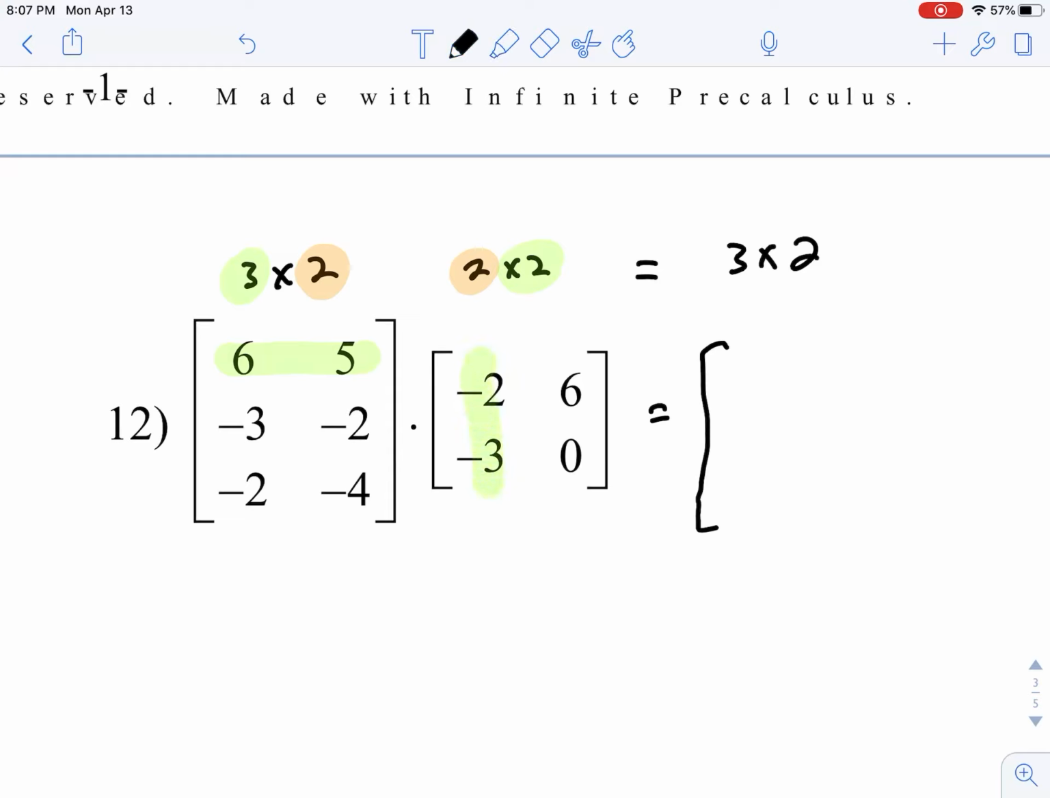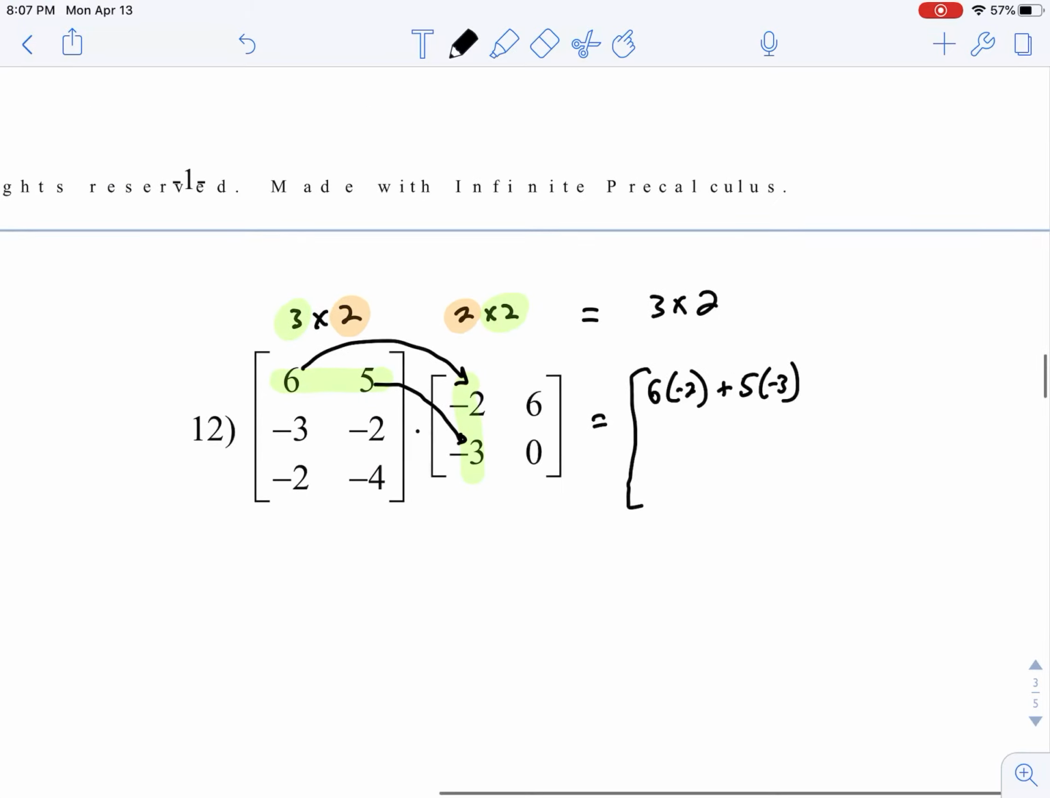Now, what does that mean? It's sort of turning this sideways. The 6 gets multiplied by the -2. The 5 gets multiplied by the -3. And then those are added together. And that goes in the first spot.